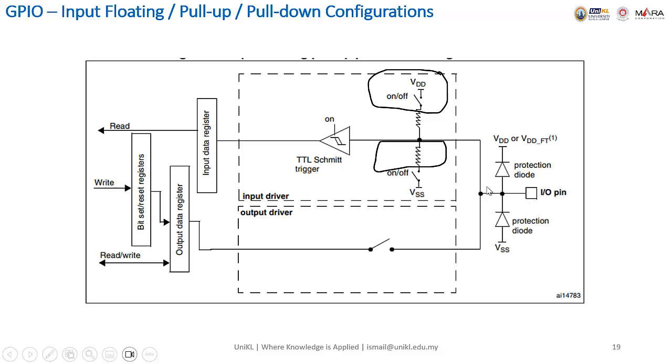So we can push data here, pull up, pull down, through the Schmitt trigger to reduce noise. Actually, by the Schmitt trigger, we can have some sort of what we call hysteresis that reduces the bouncing of the signal, right? Then we can read data from the input data register.